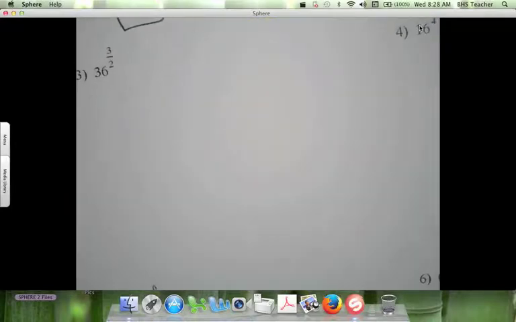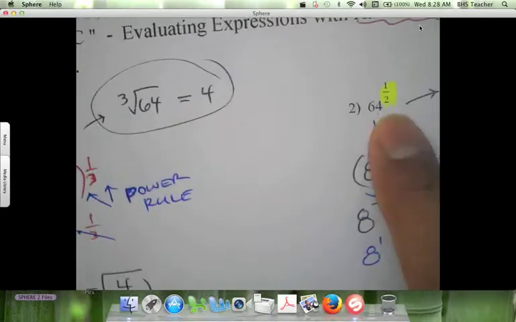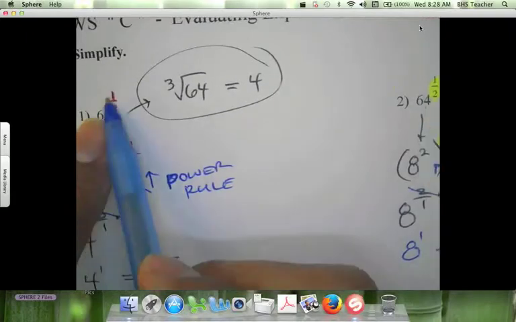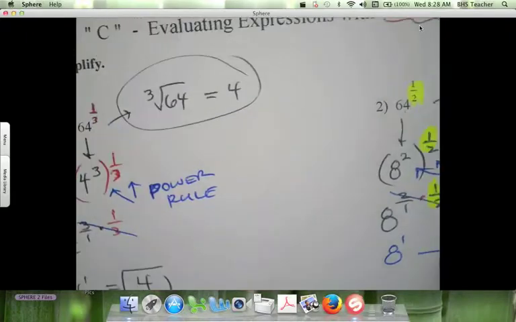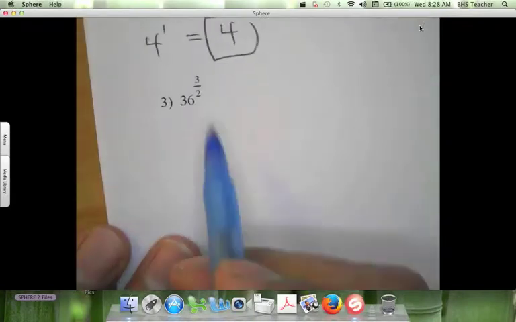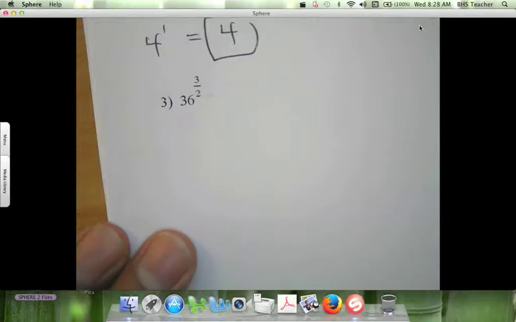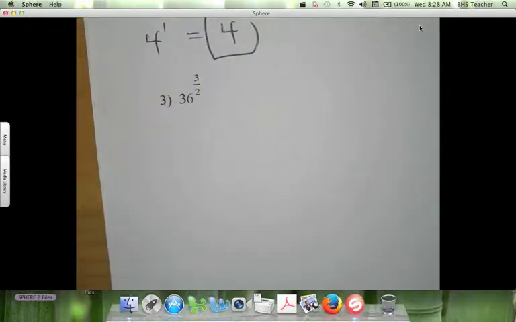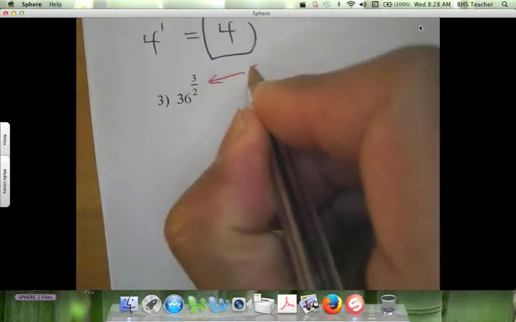Here's number 3. Now, we want this situation like numbers 1 and 2 where we have a 1 over 3, right? The rational exponent is 1 over 3, or you want 1 over 2. Well, what do you do here when it's not a 1? This is what we learned in worksheet A and worksheet B. We're going to separate this out. We're going to split this up.